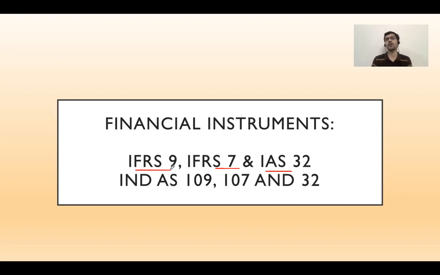Therefore, more often than not, given that IFRS 9 has the core measurement and recognition principles, we correlate financial instruments with IFRS 9 rather than IFRS 7 and IAS 32. The same obviously goes with Ind AS 109, 107, and Ind AS 32. There are a few differences between Ind AS and IFRS, which we will discuss at a later point in time.